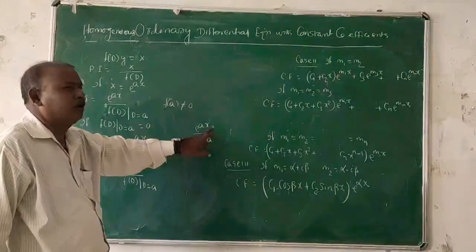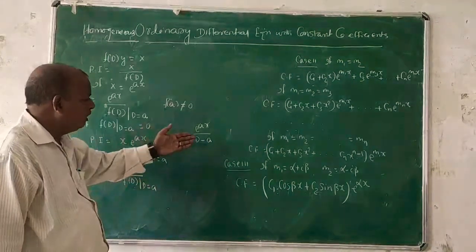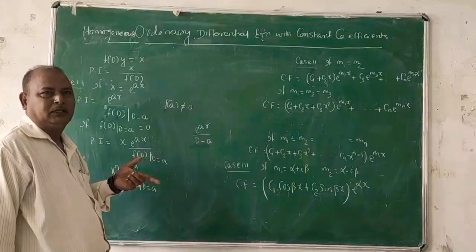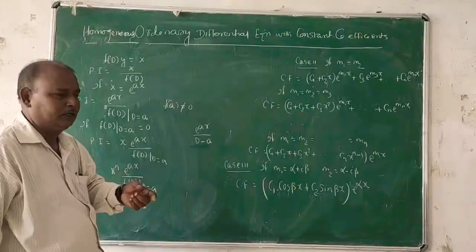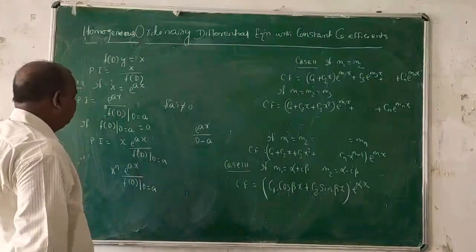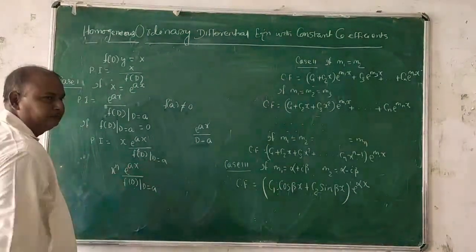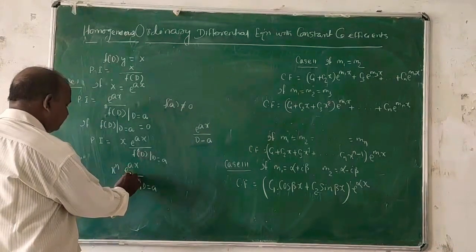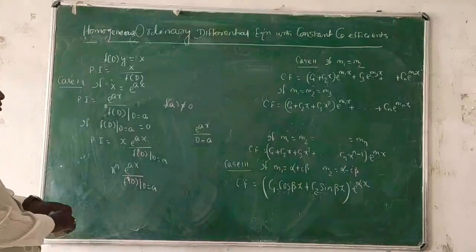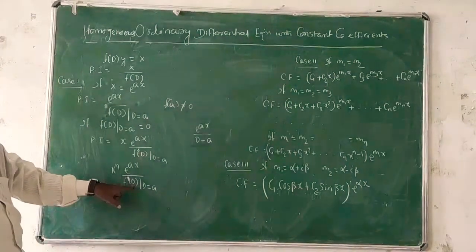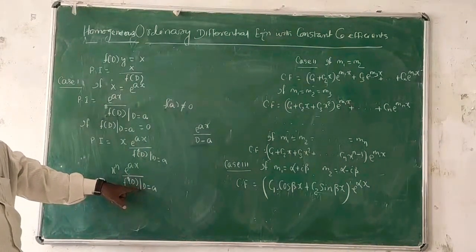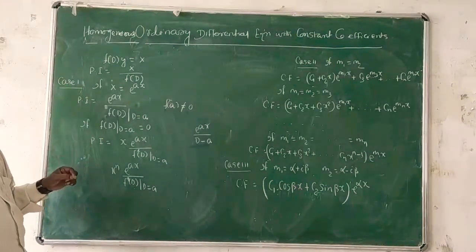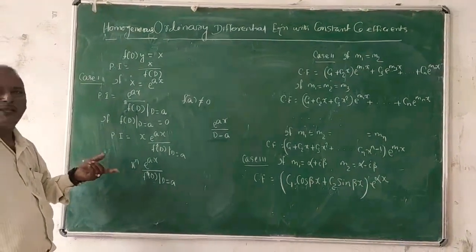For example, if it is D square minus a square, the derivative of the denominator with respect to D will be 2D. Then you substitute D equal to a here, you will get 2a. So this means f dash of D at D equal to a. In general, x to the power n, e to the power x by the nth derivative of f of D at D equal to a. This is the formula for finding the particular integral if X is equal to e to the power x.